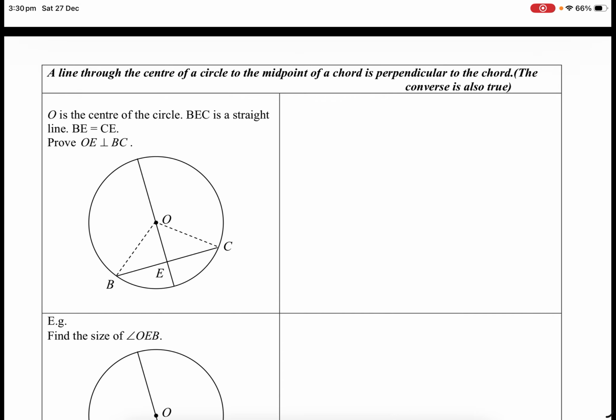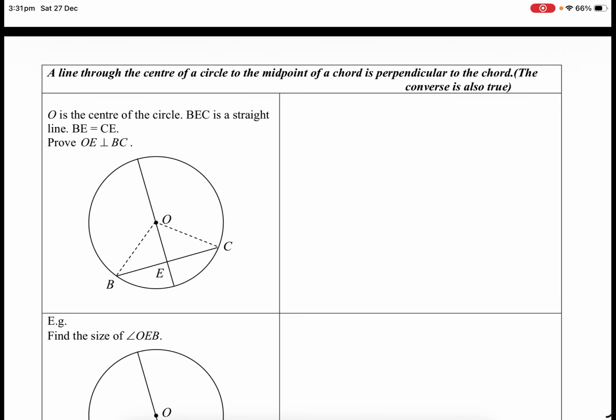Now, this first example, we're told that a line through the center of a circle to the midpoint of a chord is perpendicular to the chord. So you're told here in this question that O is the center of the circle, BEC is a straight line, and we're told that BE equals CE. We want to prove that OE is perpendicular to BC.